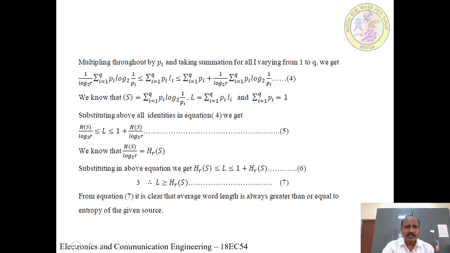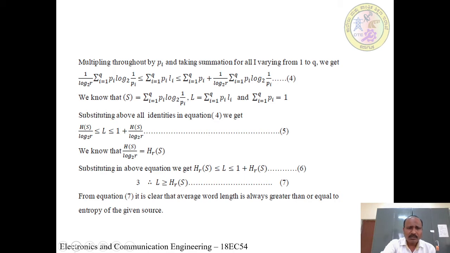Again, multiplying this throughout by pi and taking the summation for i varying from 1 to q, we get 1 divided by log r, which is a constant I have taken outside the summation sign, with summation from i equal to 1 to q of pi log of 1 by pi, less than or equal to the summation of i equal to 1 to q of pi into Li, less than or equal to the summation of pi plus 1 divided by log of r, which is also a constant taken outside the summation sign, and then summation of i equal to 1 to q of pi log of 1 by pi.